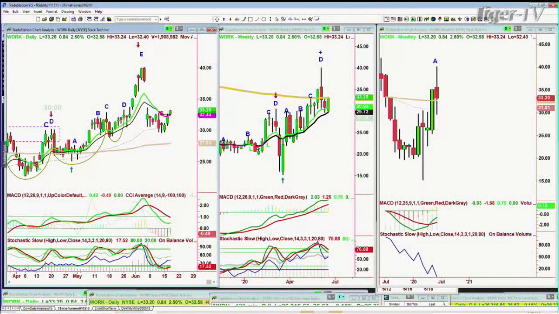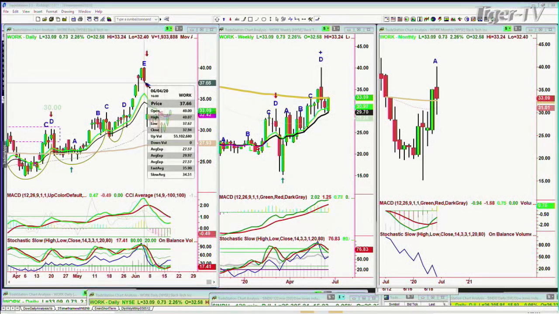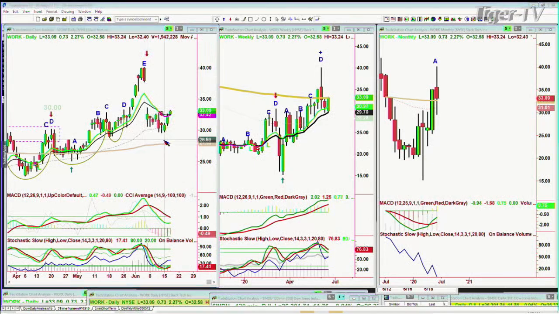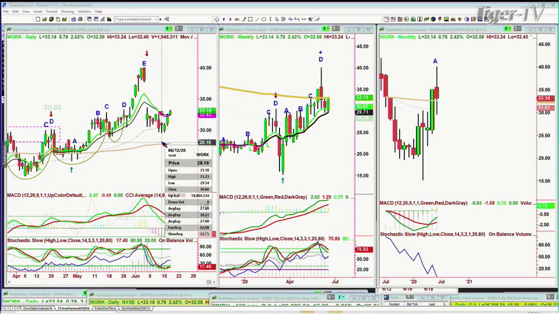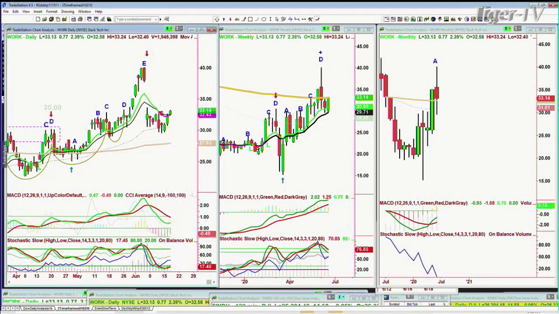So WORK, Slack Technology, trading at 33.19, up 84 cents, made a peak E and a gap down reversal to the downside. And that gap started off just at 40.07 on the 4th of June. And 4 days ago, it went down to 29.54. I would say that's a bit of a pullback, a gap down. Now, I have a thing about these gaps. If a gap gets filled, I like it methodically. I don't like it to go straight back up. I like it to be very steady. Once that gap gets filled, that is really positive. It usually doesn't go back into the gap.